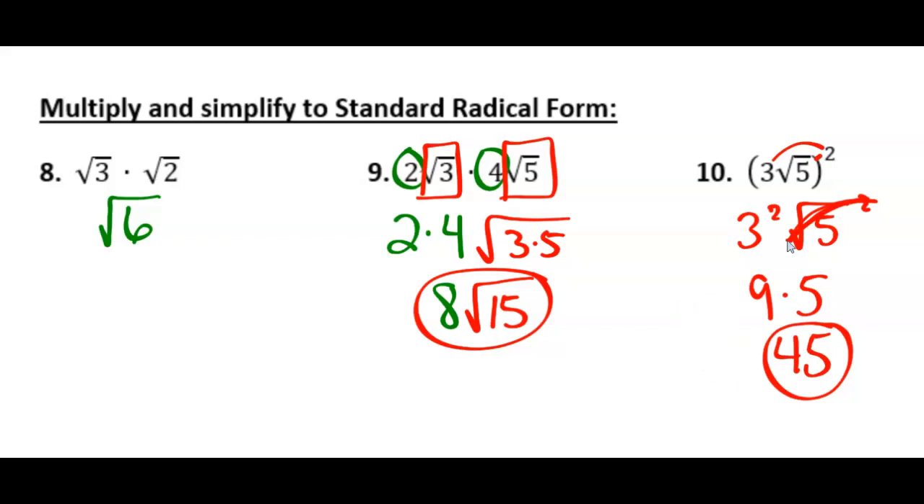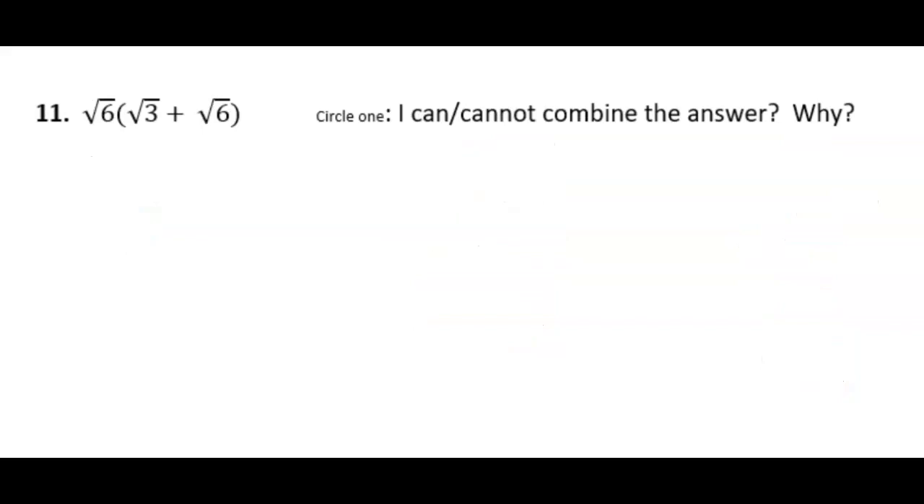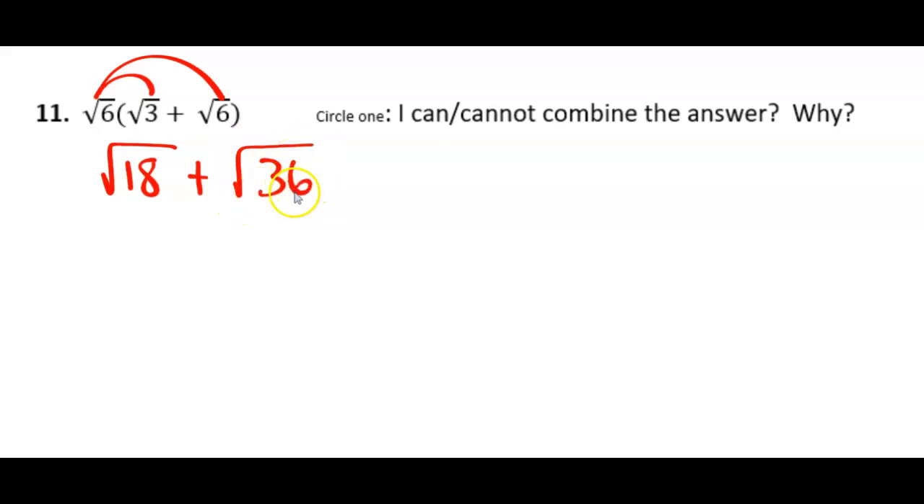All right, let's talk about 11. Hopefully it'll advance this time. Woohoo, it did. All right, I want to know if I can or cannot combine the answer. All right, so this is to distribute this. So I need to distribute this, and I'm going to get the square root of 18. And here, I'm going to get the square root of 36.